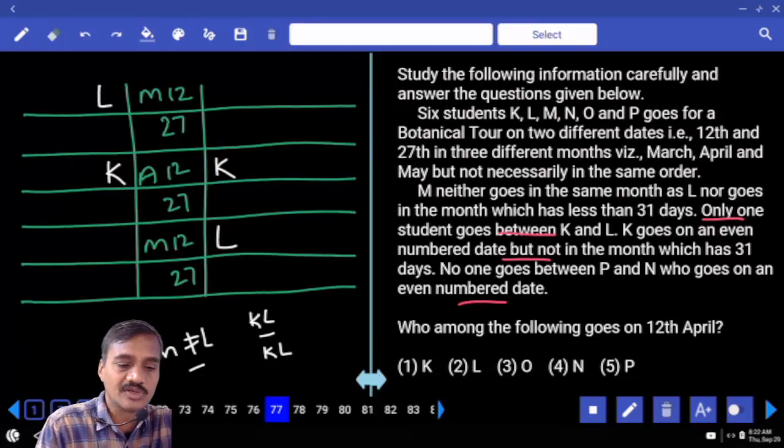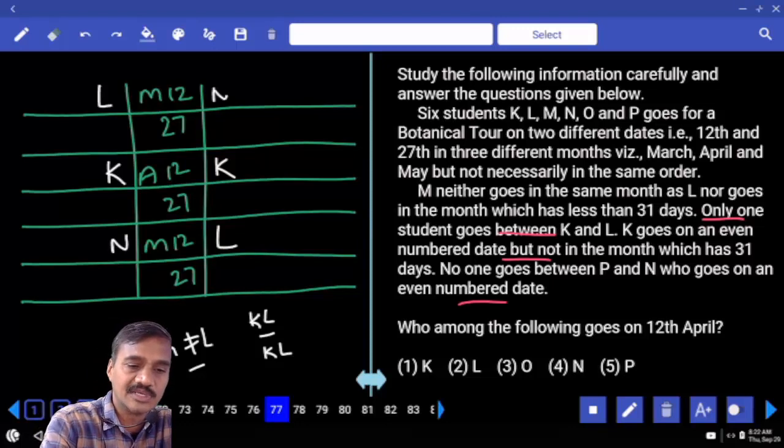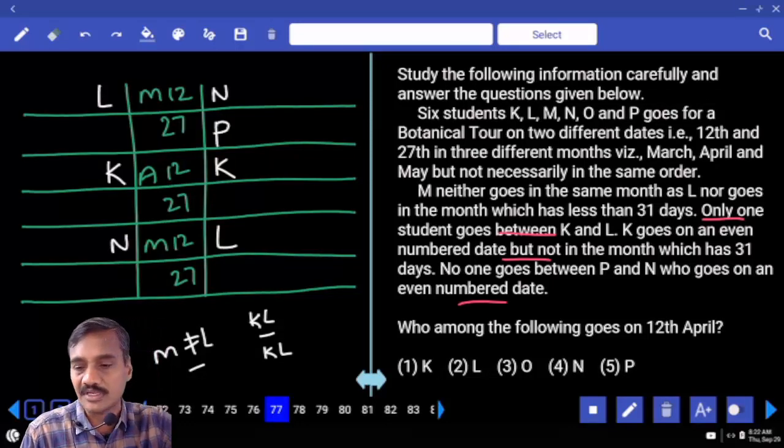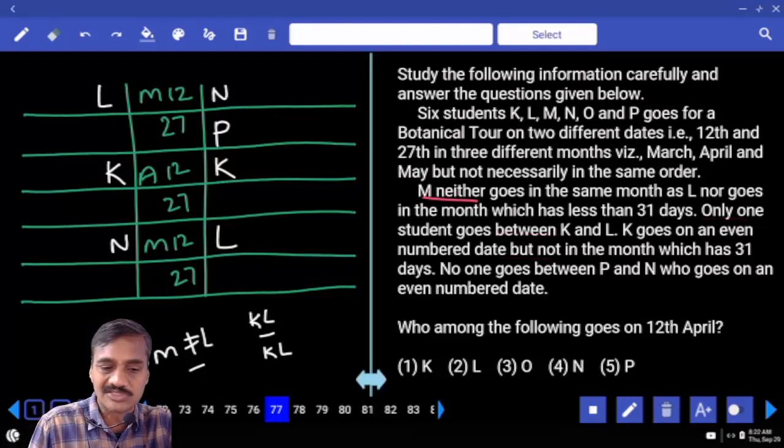Now N is going on an even number date, so N must be here. If N is here, P is here. No one is in between P and L. Next, coming back to this one, M neither goes in the same month as L. M cannot be here, nor in a month with less than 31 days. Hence this case is completely ruled out.